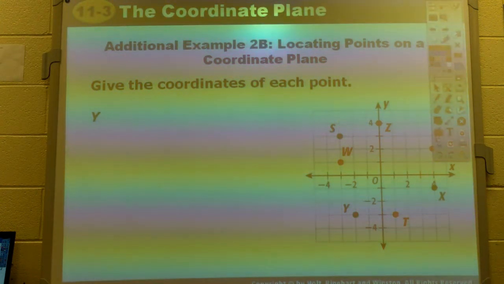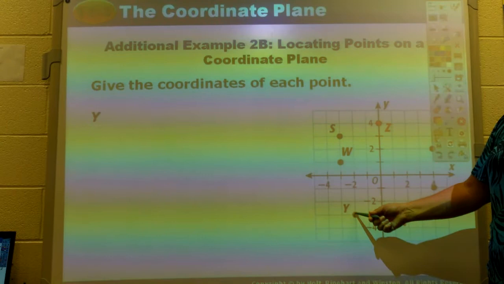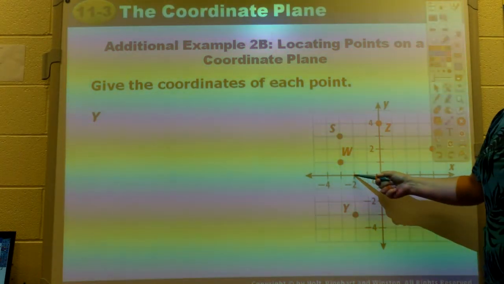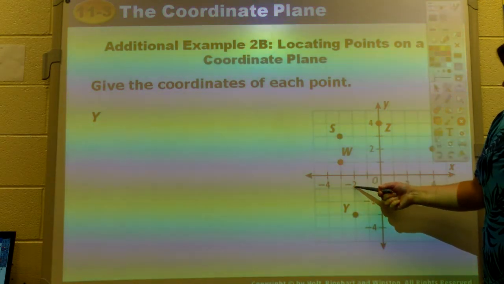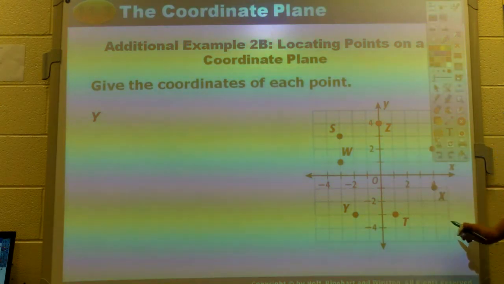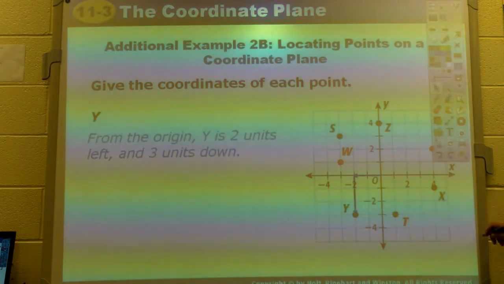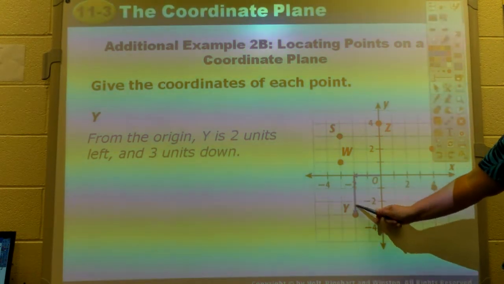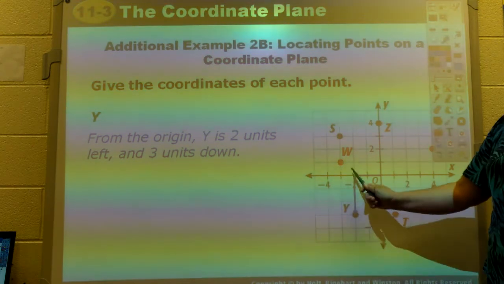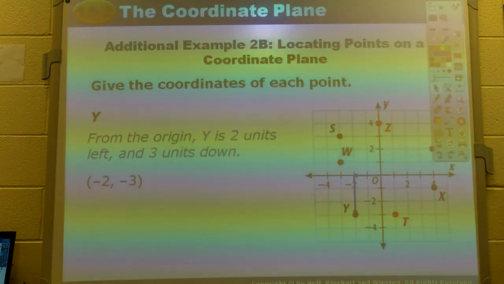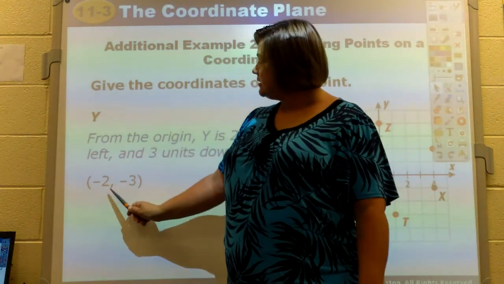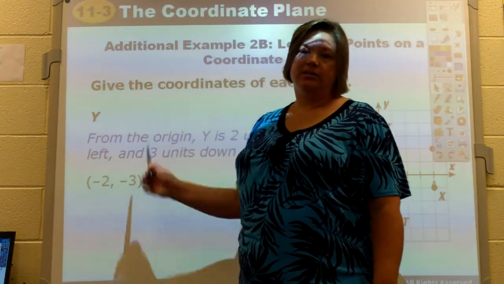Now let's look at point Y. We have our Y here. We're starting at 0. We go right or left. Well, we're going to run left to negative 2 and then jump down to negative 3. So we're going to go left to negative 2, go down to where negative 3 would be. So our coordinates are, the X comes first, negative 2, and then the Y coordinate is negative 3 right here. And we always write them in parentheses. We have our X, comma, Y, and then the parentheses go around it.